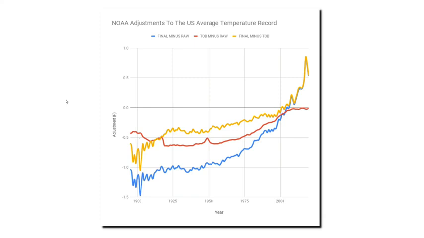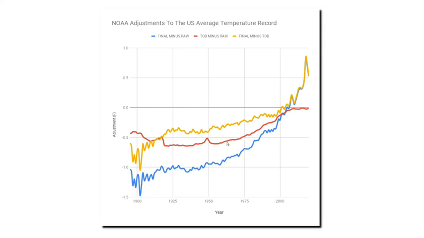The National Oceanic and Atmospheric Administration, NOAA, releases 3 temperature datasets for the United States Historical Climatology Network. The vast majority of the official U.S. temperature record comes from this collection of data. NOAA releases 3 different monthly temperature datasets from the United States Historical Climatology Network. The 3 datasets are the raw data, which is the actual measured thermometer data. Then they have the time of observation bias adjusted data and the final adjusted data.